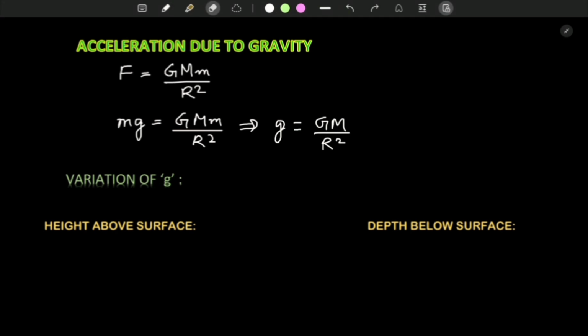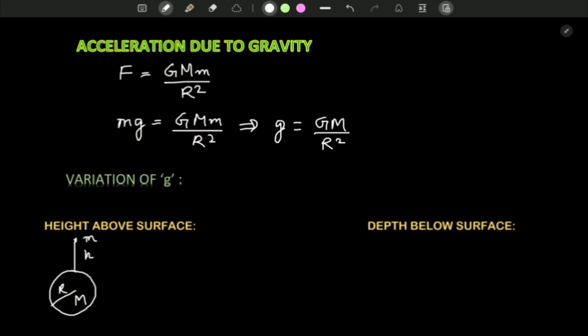Now we move on to the variation of gravity. The value of g varies from place to place on the surface of the earth. It also varies as you go above or below the surface of the earth. Let us see how. For height above the surface of the earth, let us take this as our earth with mass M, radius R, and here is our object with mass m and it is at height h above the surface of the earth.